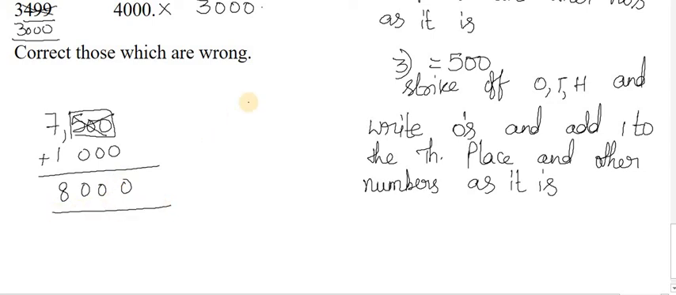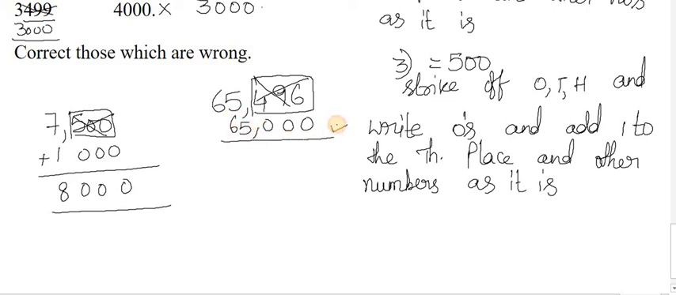In this way we should write. For example, if the question is 65,496, what are my last 3 digits? Less than 500. Strike off, 000, and the other numbers as they are. So the answer is 65,000. In this way you are going to write. I hope you all understand this estimation.